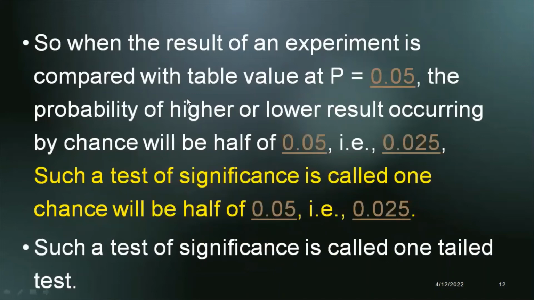When the result of an experiment is compared with the table value at P equal to 0.05, the probability of a higher or lower result occurring by chance will be half of this. So for two-tailed it is 0.05 or 5%, and half of that will be 0.025. Such a test of significance is called a one-tail test. In a one-tail test, we take the 2.5% confidence interval and level of significance, and the P value we consider is less than 0.025.